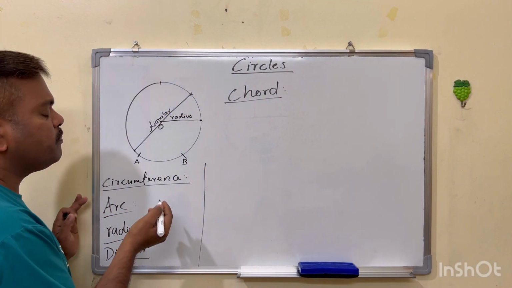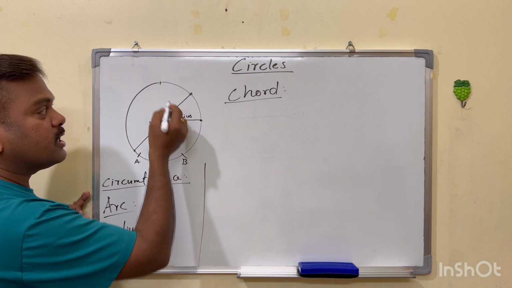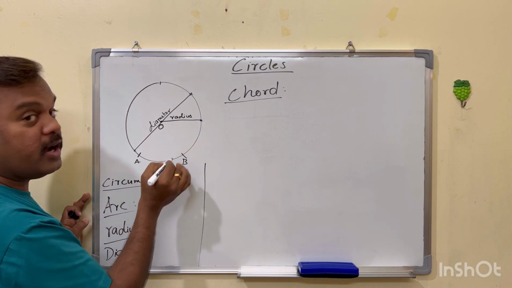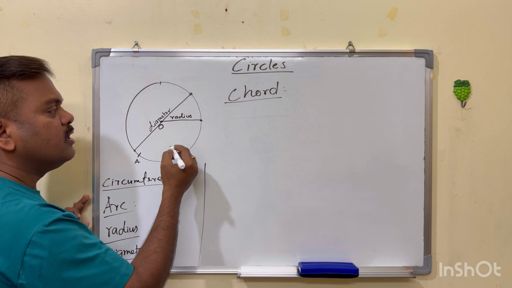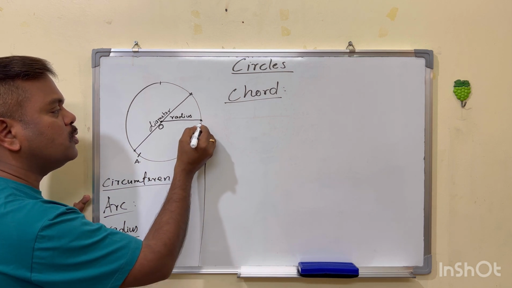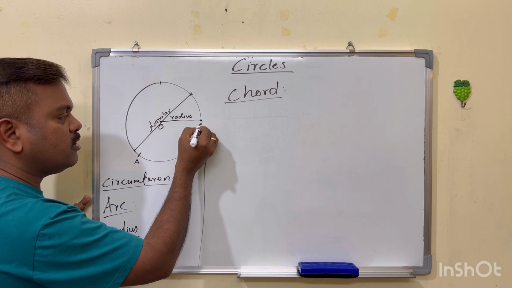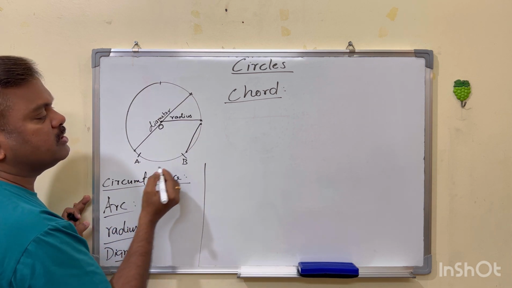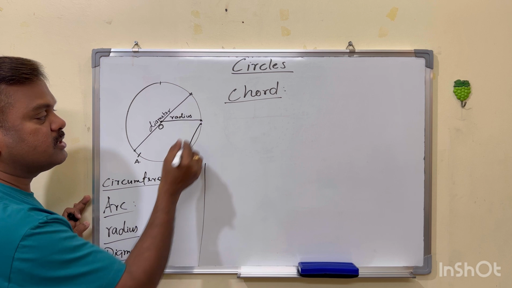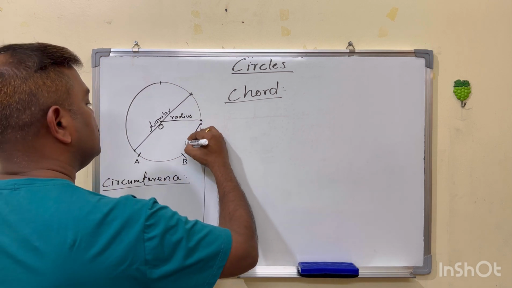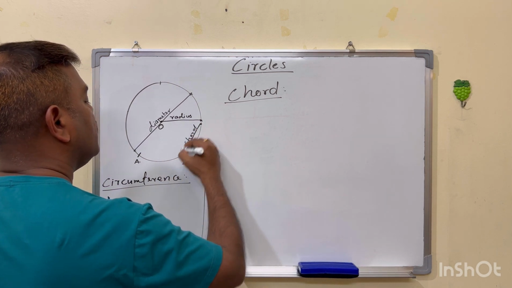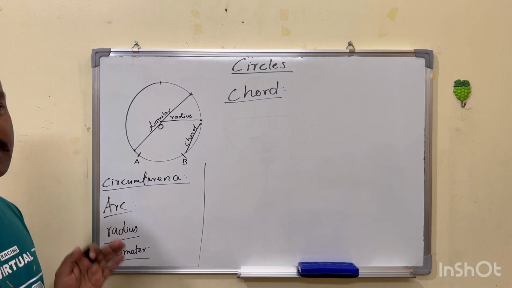Already I told you, a circle is a set of points only. A straight line joins any 2 points. I am going to take this point and this point. A straight line joining any 2 points on the circle is called a chord of a circle. I will write here, chord of a circle.